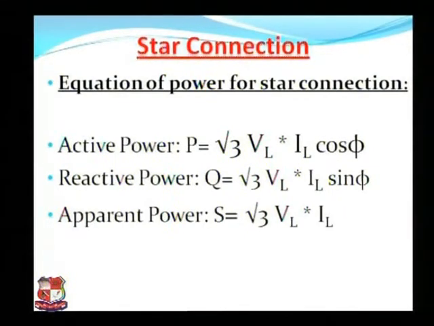Now the reactive power. There is a reactance component present, so we have to consider the reactive power, that is Q equals root 3 into VL IL sin phi. Remember this: cos phi is used for the active power and sin phi is used for the reactive power. And the apparent power is what?